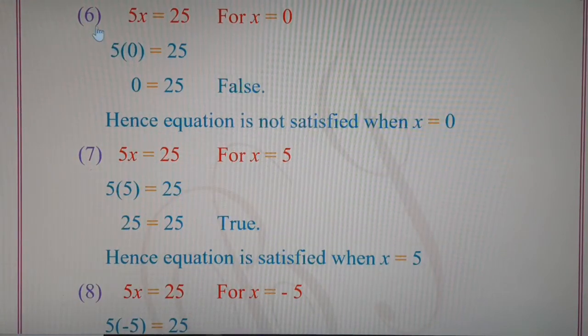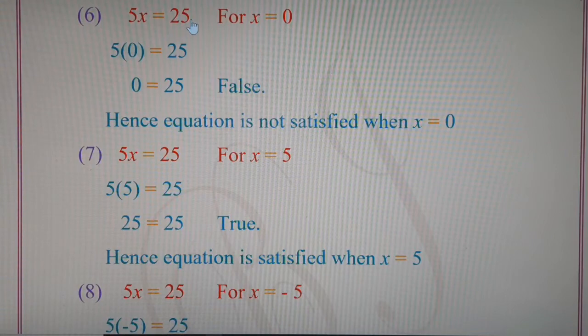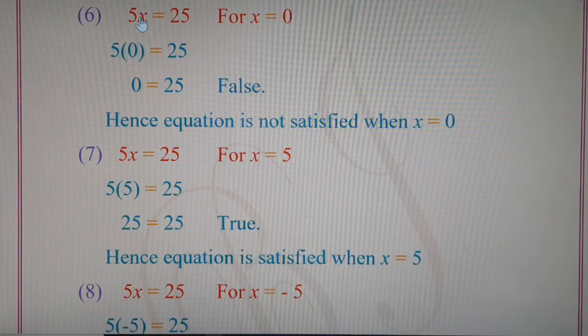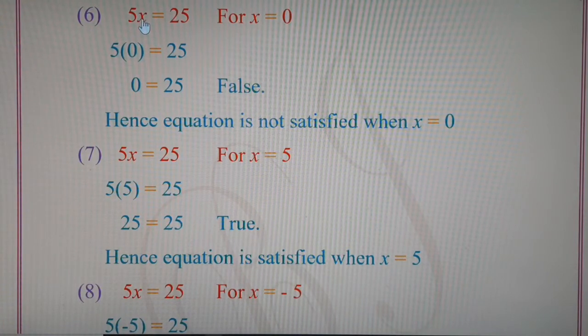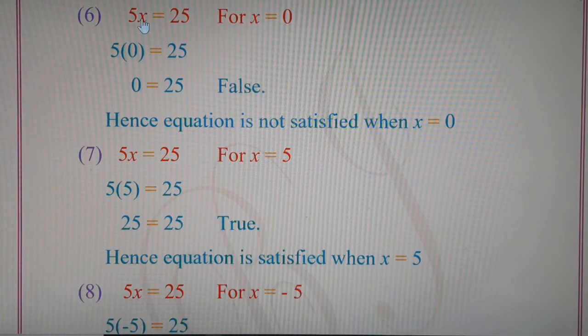Let's go to the sixth sum. 5x equal to 25 for x equal to 0. Now, when we substitute the value of x as 0, please children, please observe here that between 5 and x there is no symbol, there is no addition subtraction sign. So when there is no addition subtraction sign between an alphabet and a number, or between two alphabets, then we have to remember that the multiply sign is applicable. That means between 5 and x the multiply sign is there.